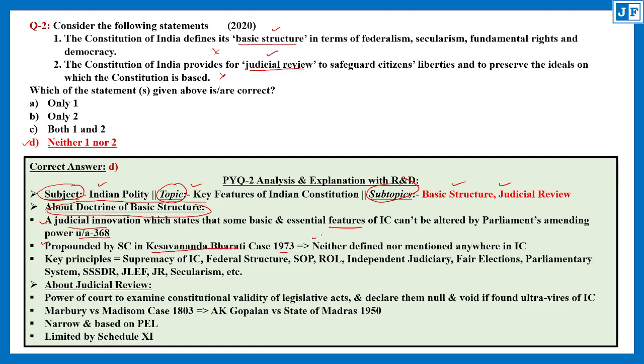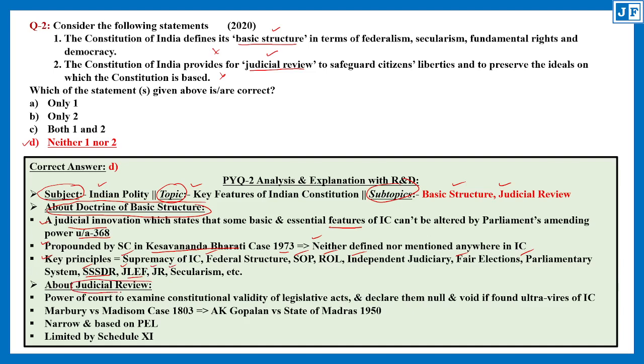It is neither defined nor mentioned anywhere in the Indian Constitution. The key features are supremacy of the Indian Constitution, federal structure, separation of powers, rule of law, independent judiciary, free and fair elections, parliamentary system, sovereign, socialist, secular, democratic, republic nature of state, justice, liberty, equality, fraternity. These are the aspirations of people, judicial review, secularism, etc.